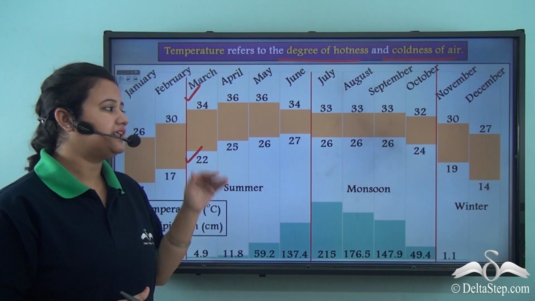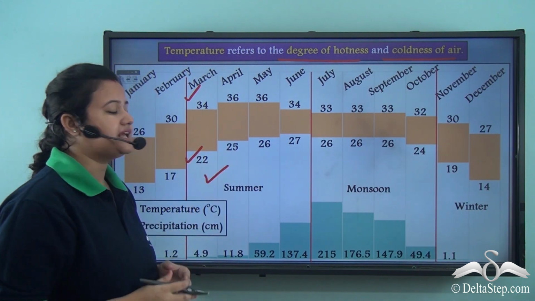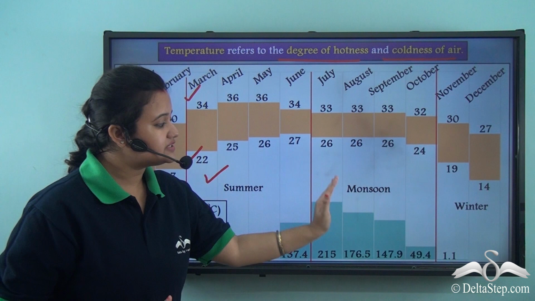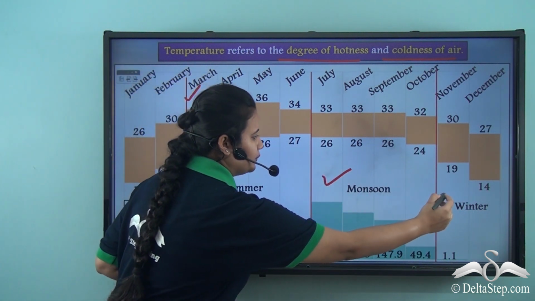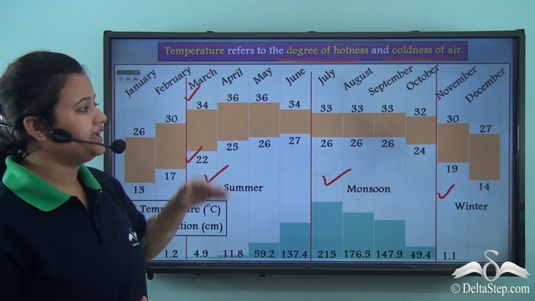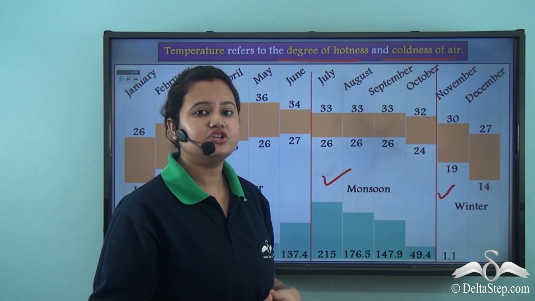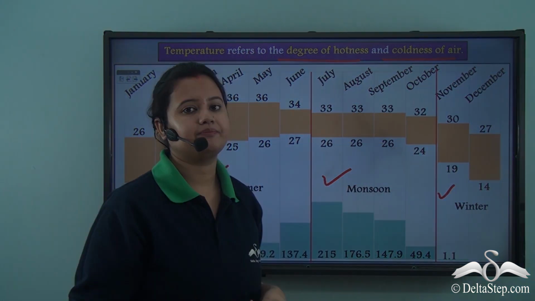This is to say that the average temperature is quite high in the summer months as compared to the temperatures of the other two seasons, that is monsoon and winter. So, the average temperature during summer months is quite high, whereas the average temperature during winter months is quite low, as we can find in this chart.